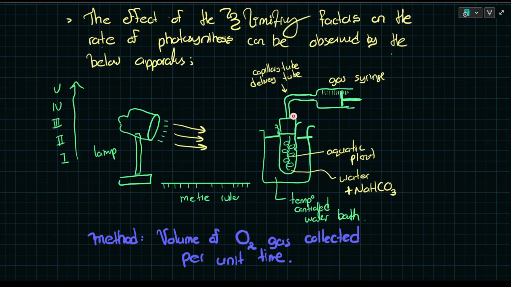So photophosphorylations occur, and you produce ATP and NADPH. Calvin cycles occur, and then finally, all the products of photosynthesis are produced. So starch is stored, and we have oxygen being produced here. And this oxygen is going to go through the capillary tube to the gas syringe, fill the gas syringe, and make the plunger move back. So you will be able to obtain a reading here on the volume of O2 gas collected.